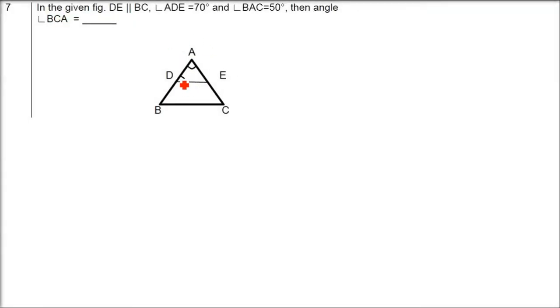In this given figure, DE is parallel to BC. Angle ADE is given as 70 degree and angle BAC is given as 50 degree. This angle is 50 degree. Then angle BCA, what is BCA?